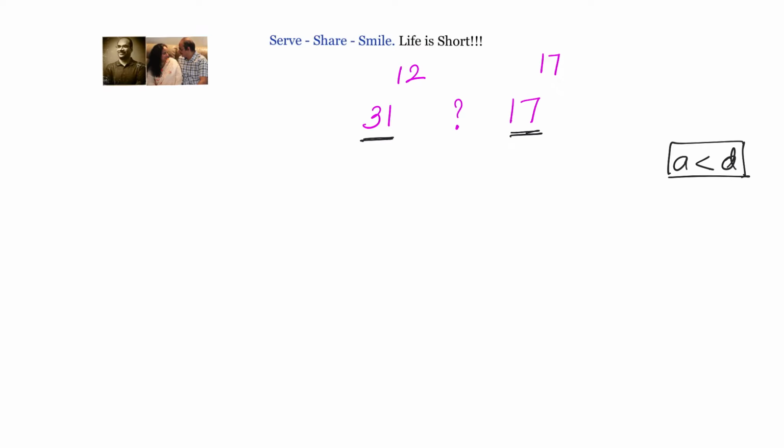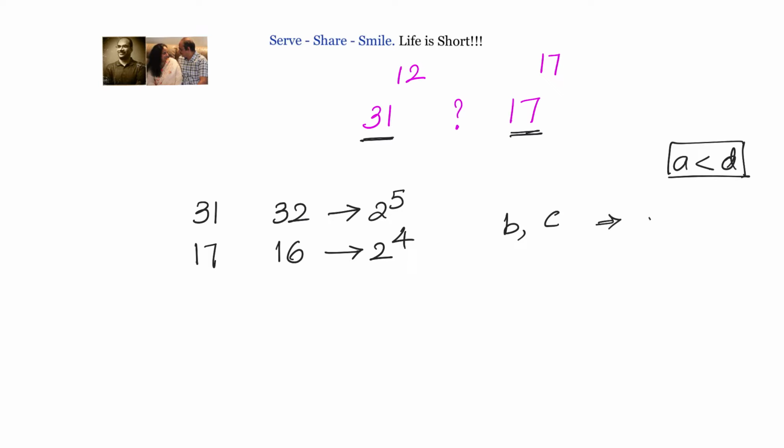Now if you observe a little bit carefully, 31 is almost near to 32 and 17 is almost near to 16. 32 is 2 power 5 and 16 is 2 power 4. That means our B and C will be something like 2 power X or 2 power Y. Because if I know the relationship between X and Y, then I can easily say that B is less than C or B is greater than C.